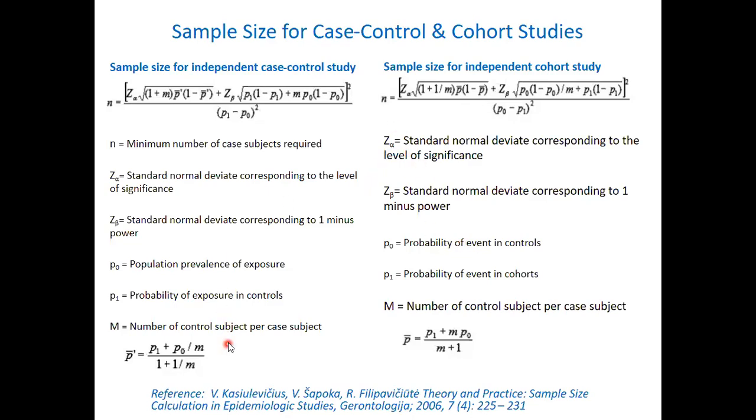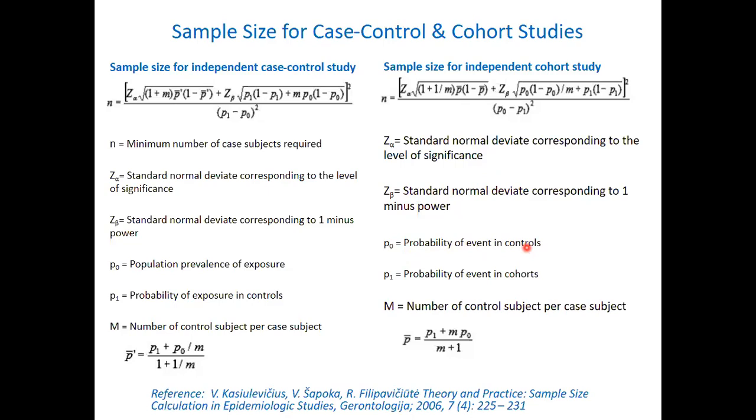Now, that is for a case control study. For a cohort study, you will see the same thing: the standard normal deviation, the power criterion, and P0 and P1 differ. This is the probability of the event in the control. For case control, you start with cases. The people you first see, the people you are starting the study with, are the people that have the disease. But in a cohort study, it is the people that are exposed.